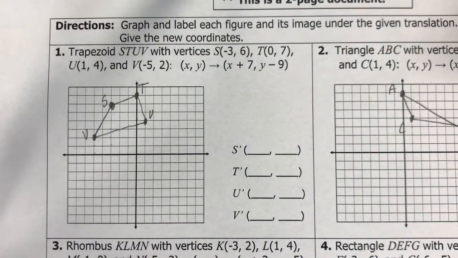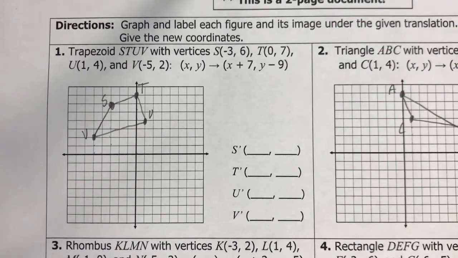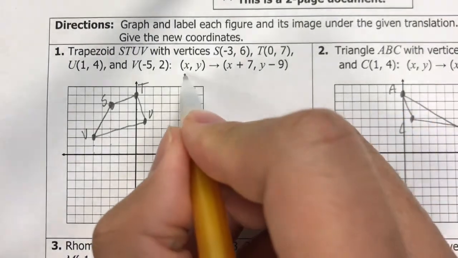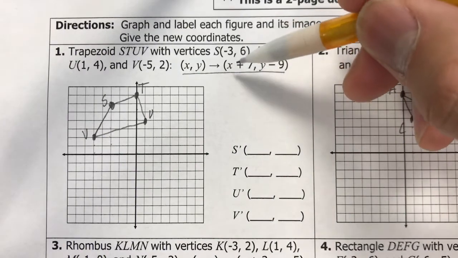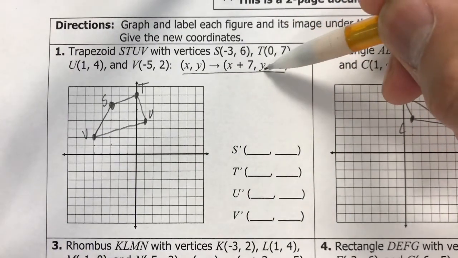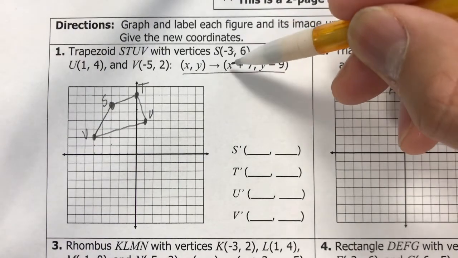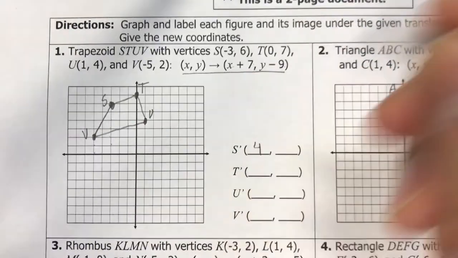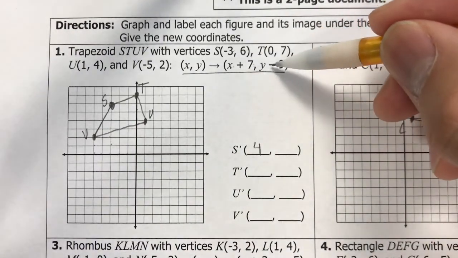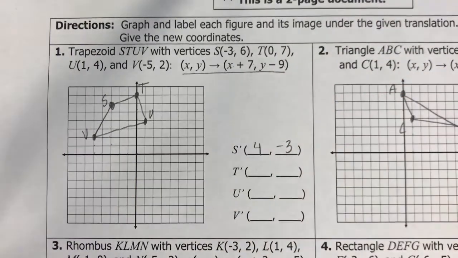So translations are really easy. For this first example, all we're going to do is plug the numbers into the rule and add or subtract. And so here is the rule that we are given. We're just going to take each x value, add 7, and each y value, subtract 9. So if we start with S, we would get -3 plus 7, which gives us 4, and then 6 minus 9, which gives us -3.